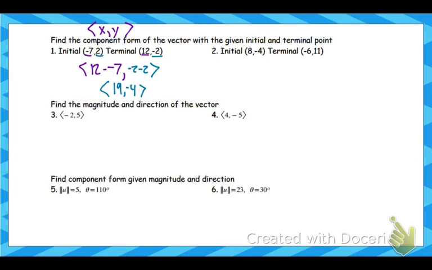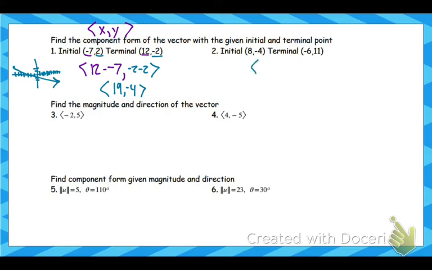The other way you can do it, or you can use this to check your answer, is graphically. If I go to the point negative 7, 2, that's where I'm starting, and I end at the point 12, negative 2. That helps me see the direction pretty clearly. So I'm going right 19 and down 4 if I actually graph it out. All right, let's look at the other one.